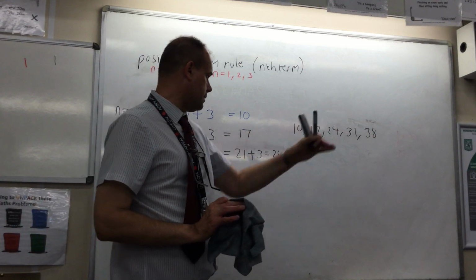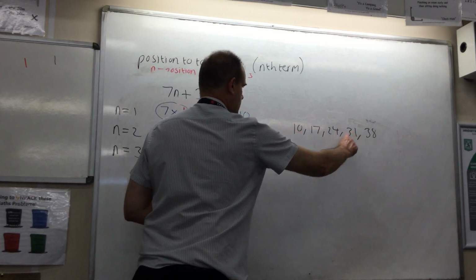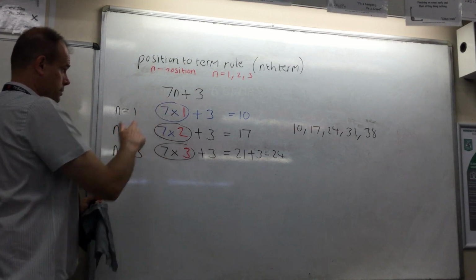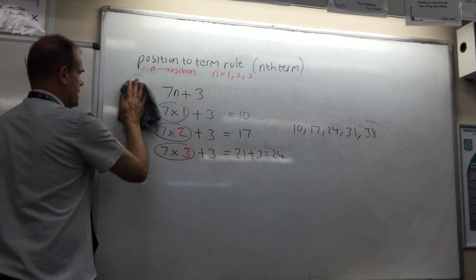Well, I've almost been giving it away there, because if you look at it, because it's going up in 7s, the formula goes 7n. So this number in front of it is what the sequence goes up or down in. Let's go and talk about that in more detail.